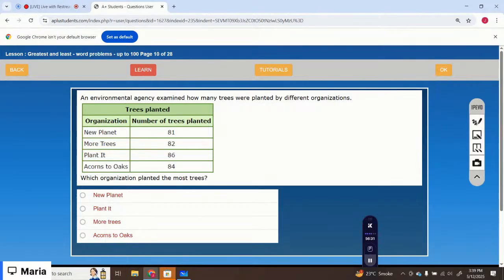An environmental agency examined how many trees were planted by different organizations. Which organization planted the most trees? So which is the correct option? Option number 2 is the correct option.